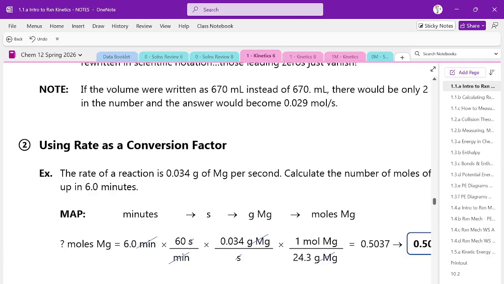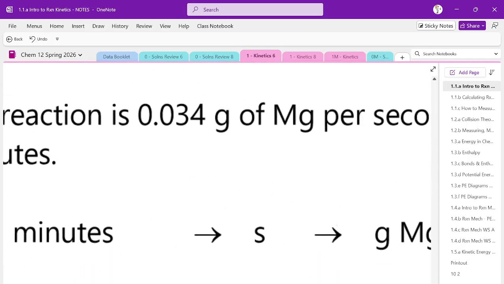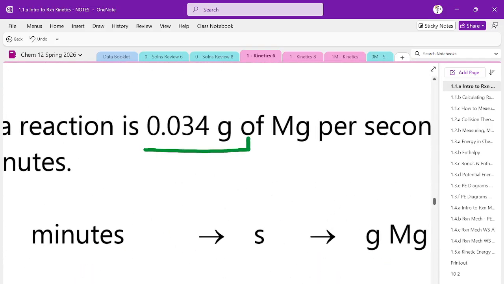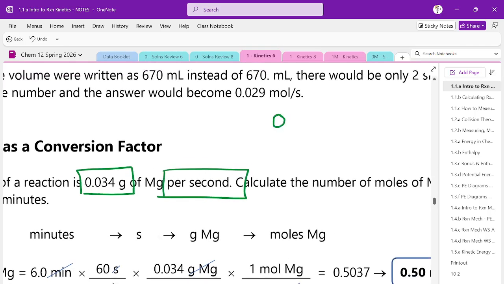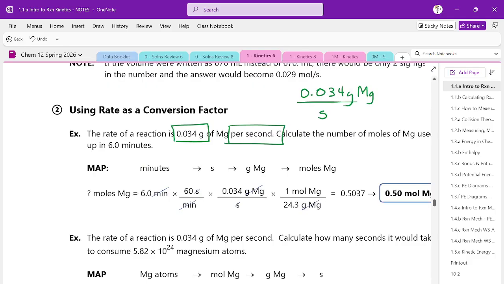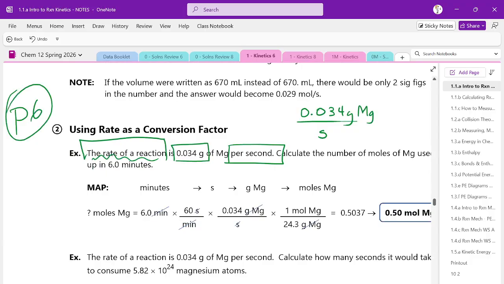Using rate as a conversion factor. So here's a question where we have 0.034 grams of magnesium used per second. That means we can write 0.034 grams per second, and that's grams of magnesium per second. We're given the rate there. That is our rate. And this is on page 6, if anyone's gotten lost, because I've sort of skipped through a bunch of stuff.